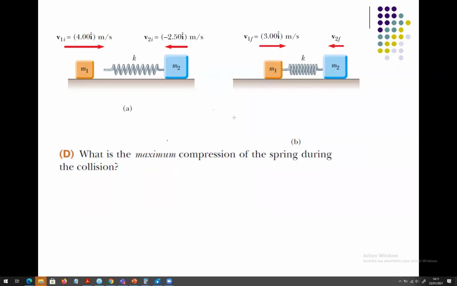Here, if we continue the compression of the spring, we arrive at the final position where we have a maximum compression between the blocks. Okay.